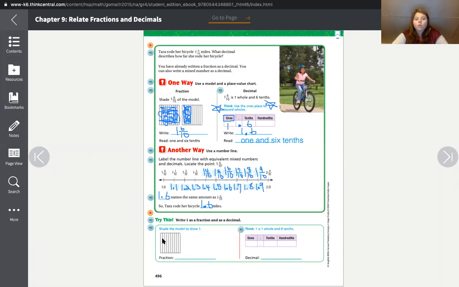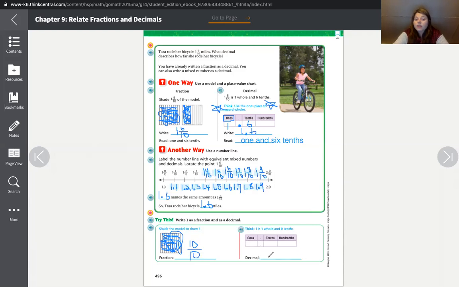They want us to write one as a fraction and as a decimal. So they want us to shade the model to show 1. Well, to show 1, that's like saying we got to show 1 whole. So if we're shading to show 1 whole, we got to shade this whole thing in. Okay, and if we're shading the whole thing in, our whole equaled 10, just like it did up here. So our whole would equal 10 over 10.